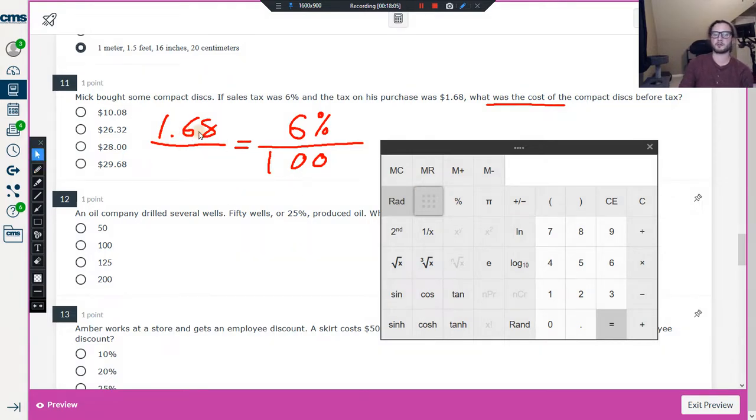So what we do is cross multiply $1.68 times 100, and then we will divide that by 6. And that gives me an answer of 28 even. So the cost of those compact discs, $28 before tax.